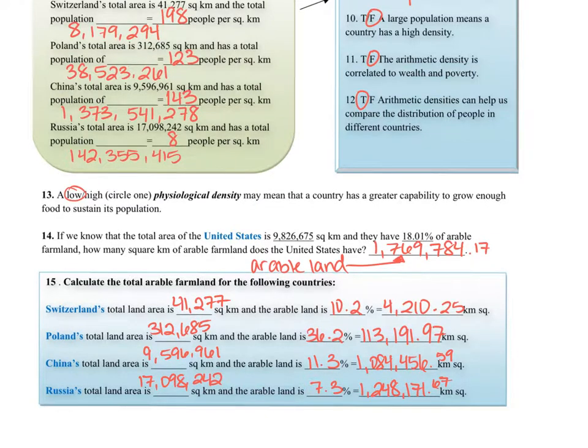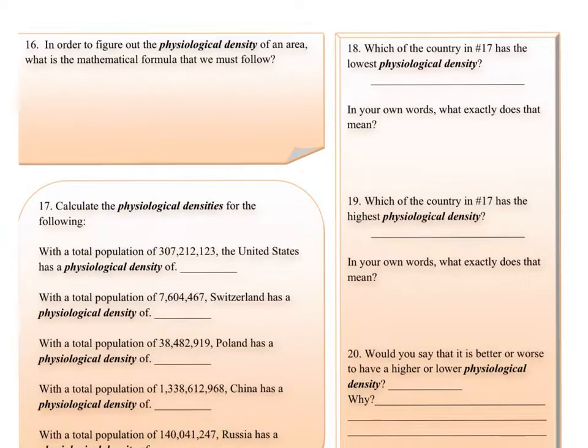So that right there gives us what again? That's the arable land. So of all the land that those countries have, only that is arable, so they can farm on that. One more time, how do I figure out physiological density? Yes, total people divided by just the arable land.